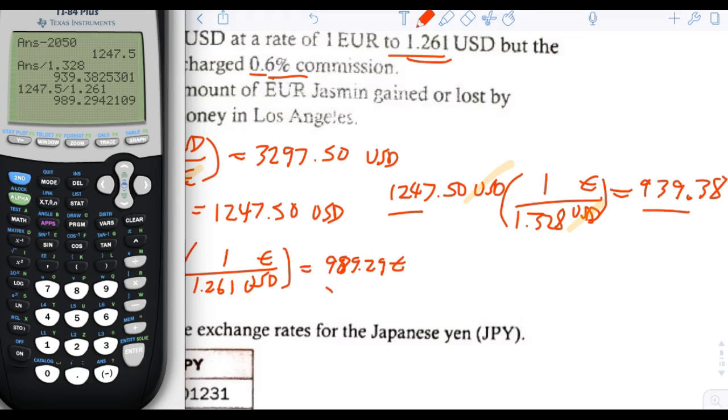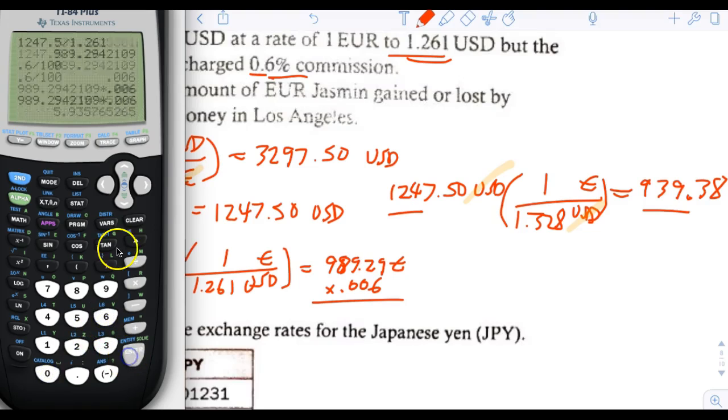So how much is a 0.6% commission? Remember, 0.6%, how do you change that into a decimal? Well, whenever you want to change a percent into a decimal, just take the percent and divide it by 100. So you divide by 100, and then you get 0.006. So if we want to know how much the commission is, we just multiply the amount by 0.006. So this times 0.006 gives me a commission of 5.94 euros.